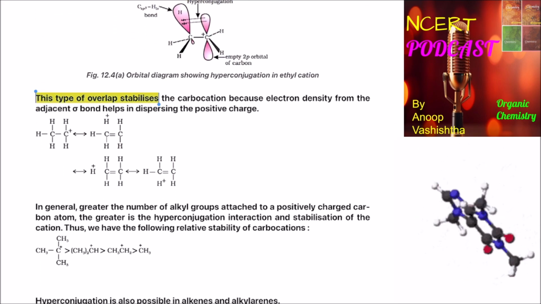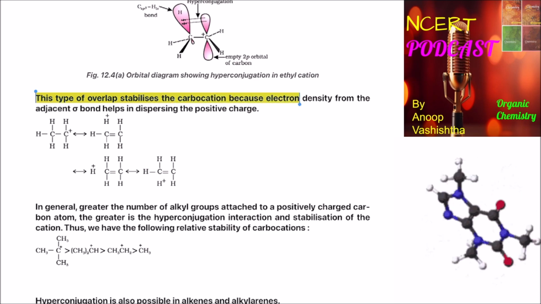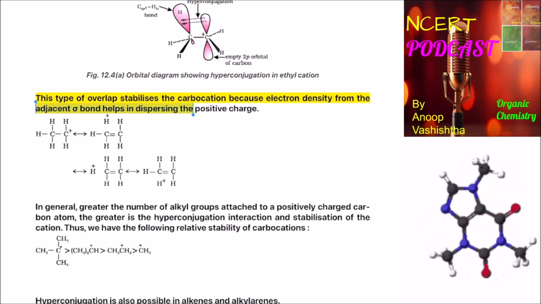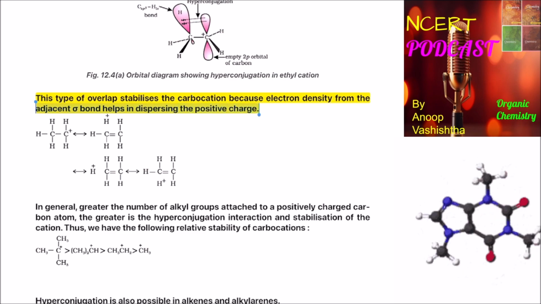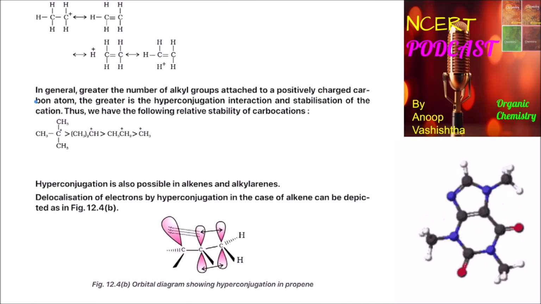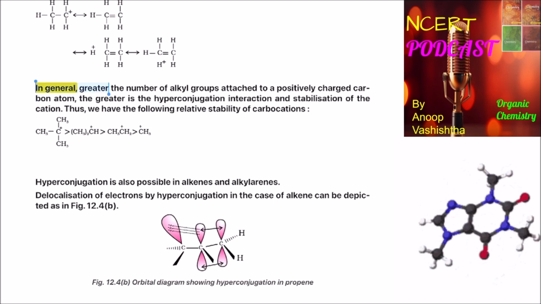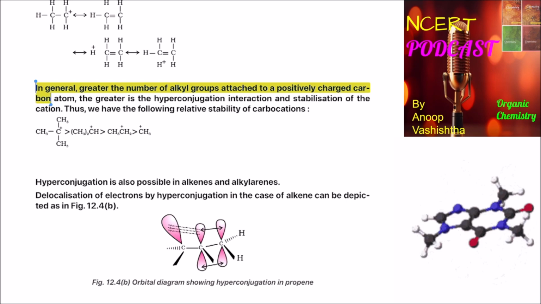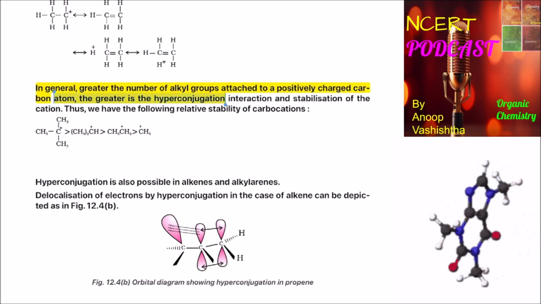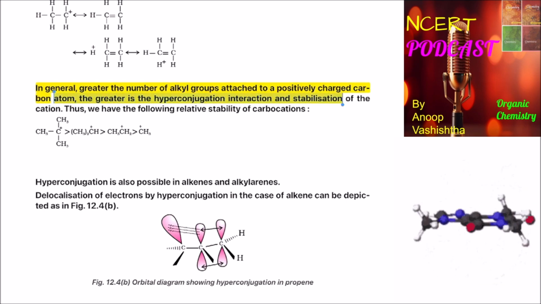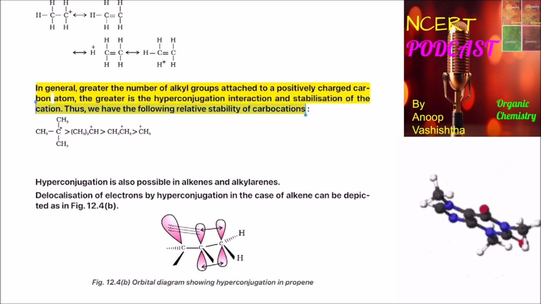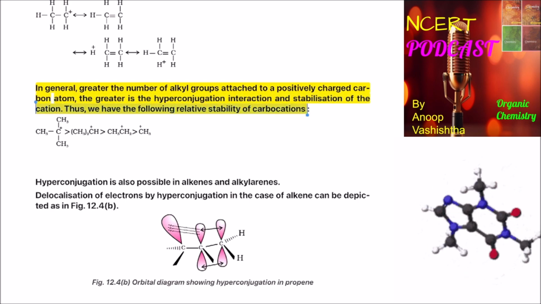This type of overlap stabilizes the carbocation because electron density from the adjacent sigma bond helps in dispersing the positive charge. In general, the greater the number of alkyl groups attached to a positively charged carbon atom, the greater is the hyperconjugation interaction and stabilization of the cation. Thus, we have the following relative stability of carbocations.